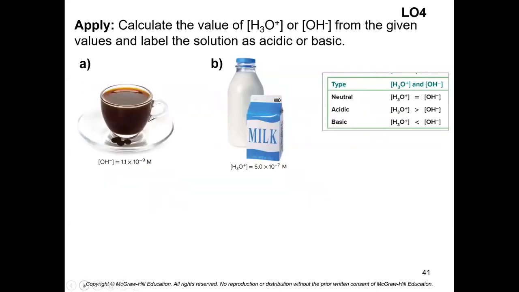All right, let's put everything to practice. So here we're going to calculate the value of hydronium concentration or hydroxide concentration from the given values. And then we're going to label the solution as acidic or basic. So in A, I have a cup of coffee, and they have given me the OH minus concentration. They want me to calculate H3O plus concentration.